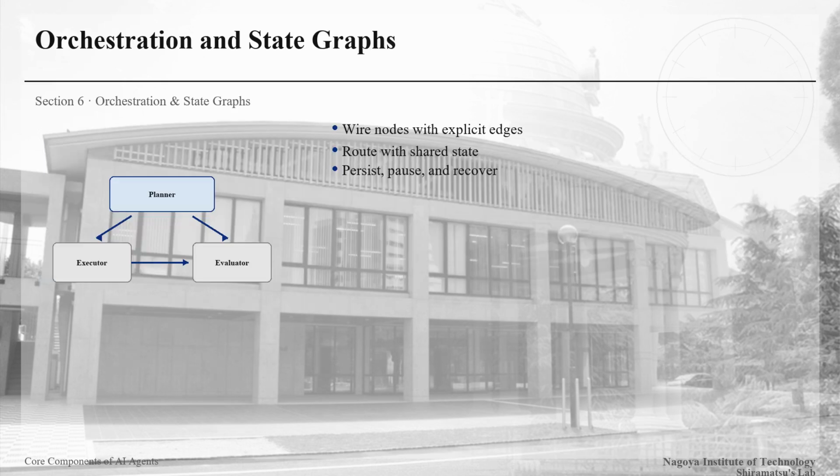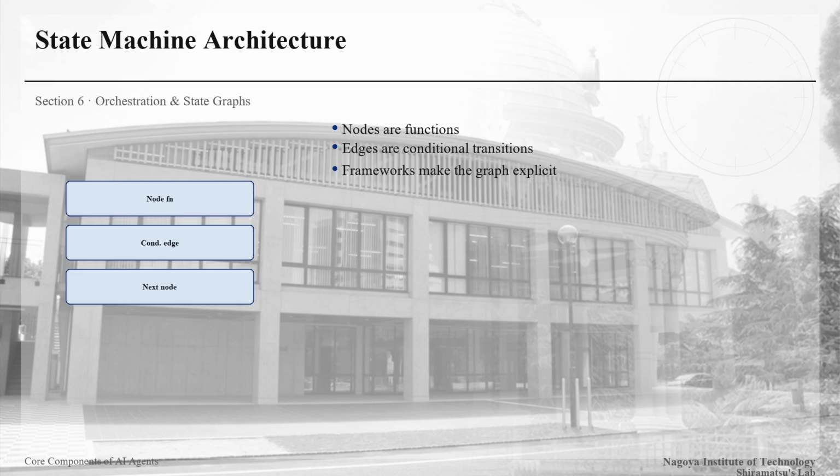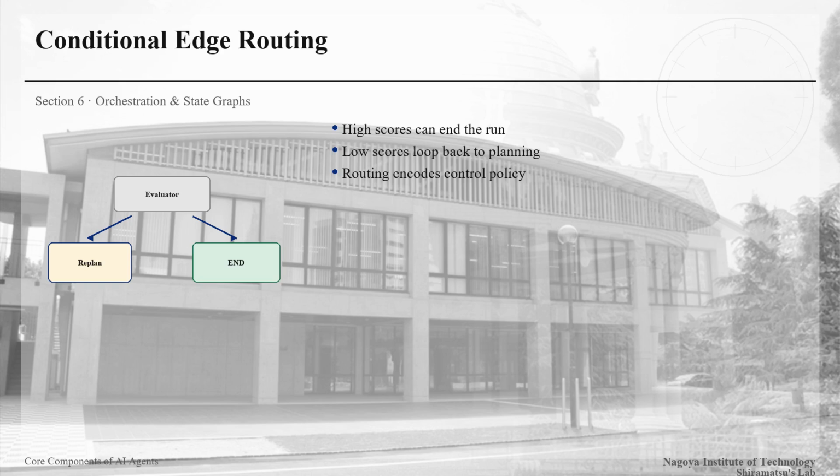Section 6 covers orchestration and state graphs that connect components into controllable workflows. State machine architectures treat nodes as functions and edges as conditional transitions. A shared state object is passed cleanly across planner, executor, and evaluator nodes. Conditional edges route high-quality results to the end node or send weak results back to the planner.